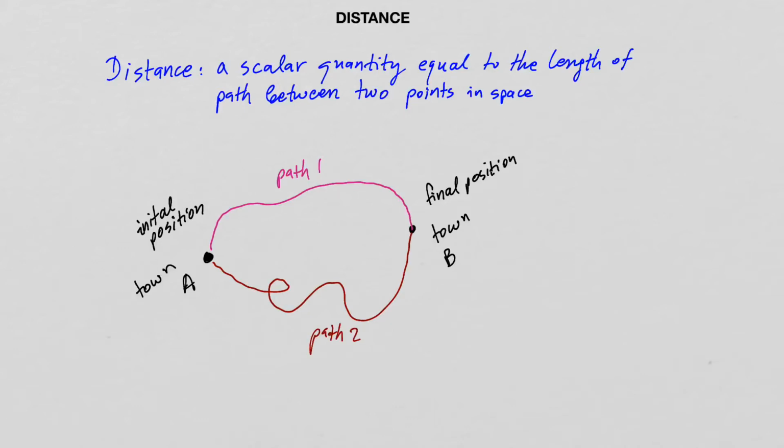So in either situation, the distance traveled will be simply the length of the path that the car took. However, for both situations, for both instances, the displacement is the same. And that, from our previous definition, is the straight line distance between the initial and final positions.